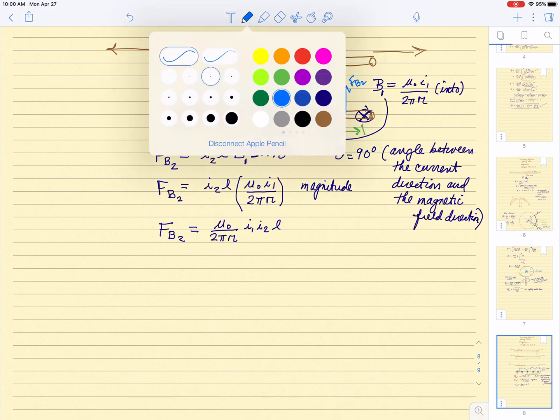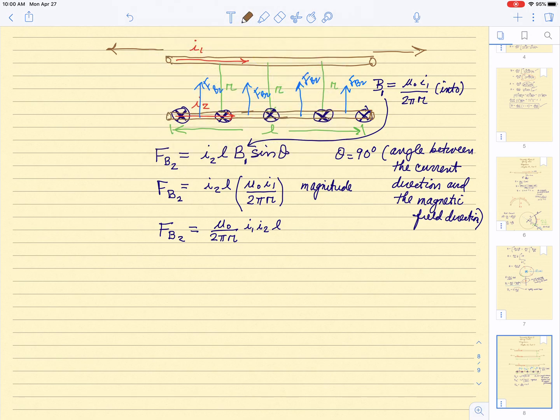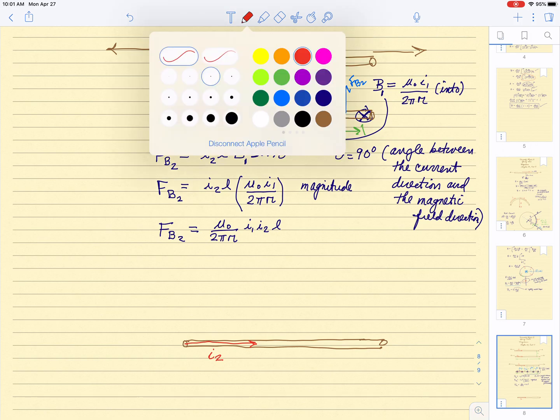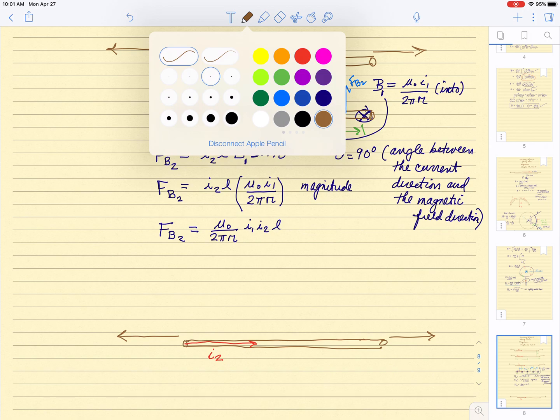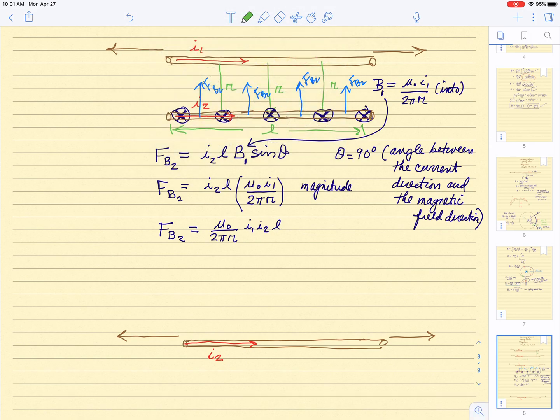Let's look at it now from the perspective of wire 1. This time we're going to look at wire 2. Again, wire 2 has a current going through it, I2, and again, this wire is very, very long. It's going to extend very, very long in both directions. What we're going to ask ourselves now is, what is the magnetic field generated at some distance r away?